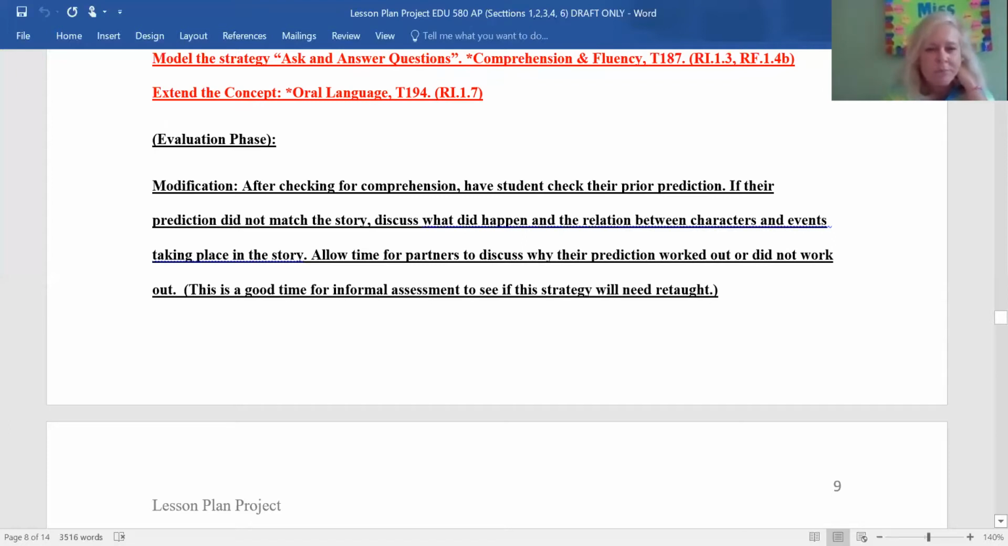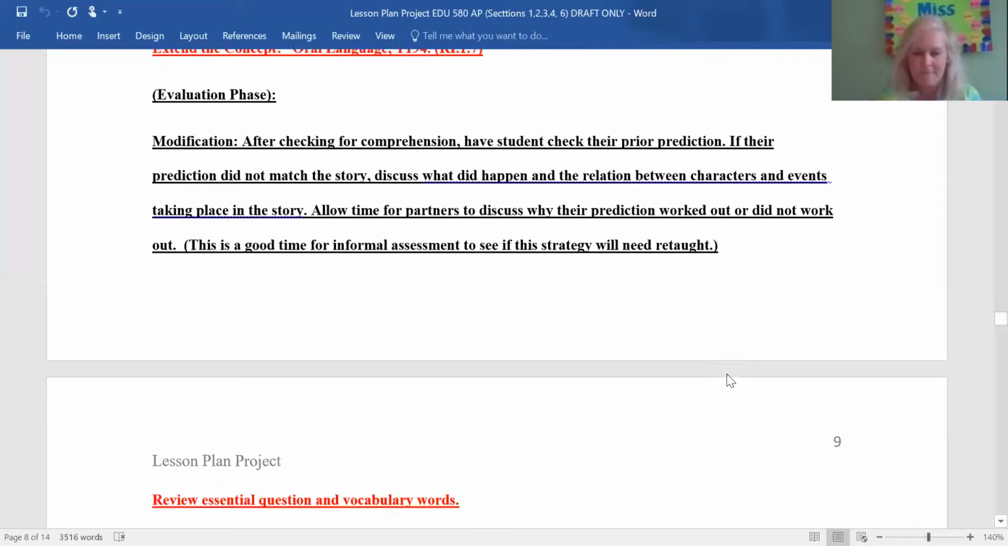Yeah, absolutely. And then really this is close to the last part of the modifications that I made for the lesson. But I also just added that when you're checking for comprehension and checking their predictions and giving them time to discuss why their prediction was right or wrong, this is really a good time for informal assessment. So you can look back and say, okay, maybe this kid didn't get it here. This is a good time to reteach this to Murdy or whatever student in small group, or at some other time.